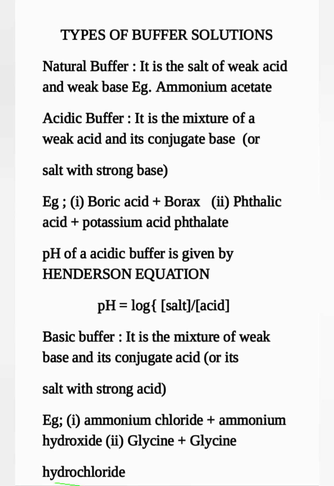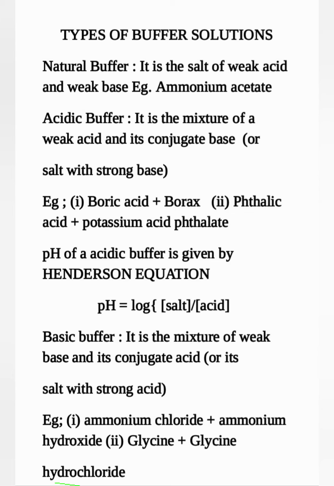Okay, next one, types of buffer solution. Buffer solutions are classified into three. First one is natural buffer. What do you mean by natural buffer? It is the salt of a weak acid and a weak base. For example, ammonium acetate. Ammonium acetate is formed from acetic acid, which is a weak acid, and an ammonium solution, which is a weak base. When they are mixed together, neutralization takes place and we get a salt, and that salt is an example of a natural buffer.